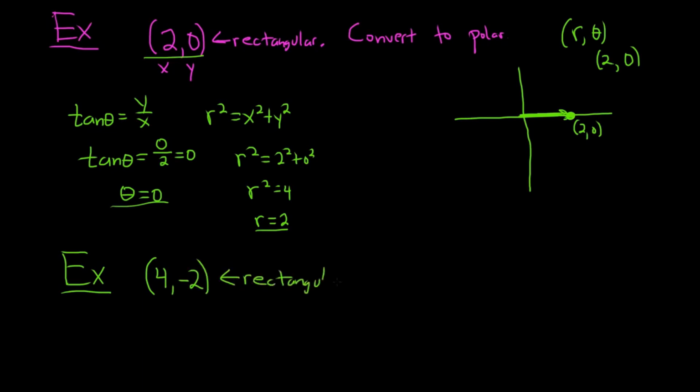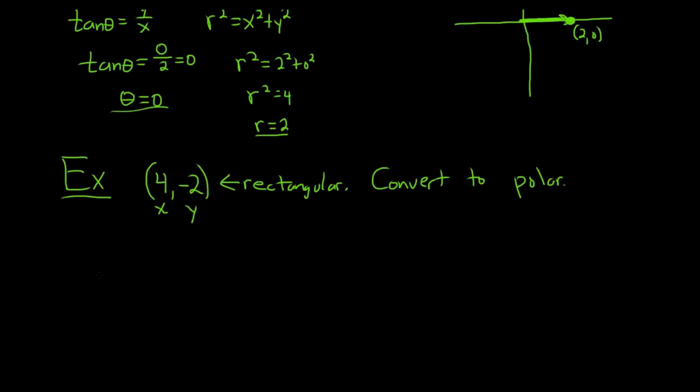So we're going from the easiest possible example to the hardest possible one. And then we're going to convert to polar. Okay, so this is our x and this is our y. So using our formula, tangent of theta is y over x. So it'll be negative 2 over 4, so negative 1/2. So tangent of theta is equal to negative 1/2.